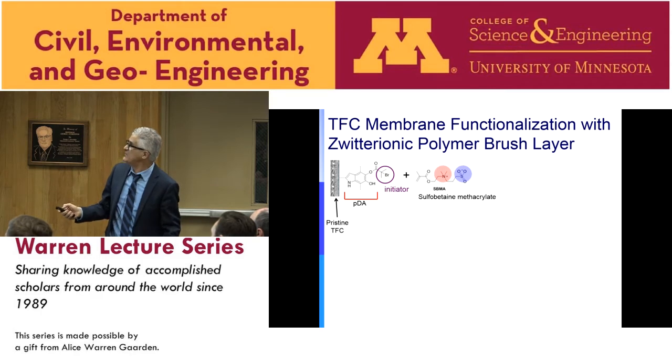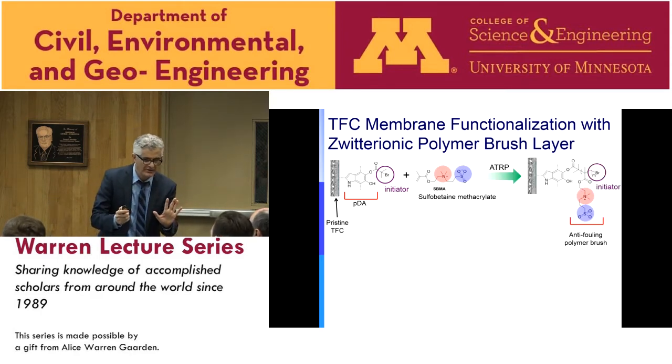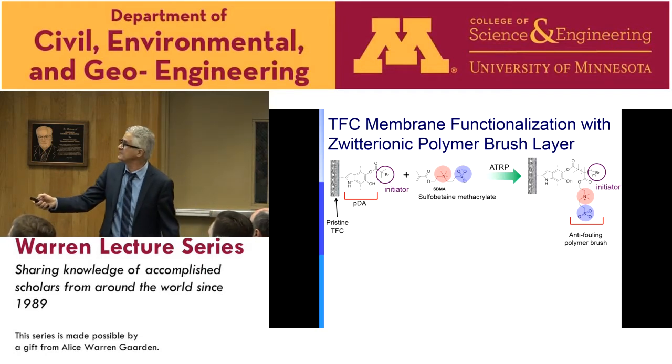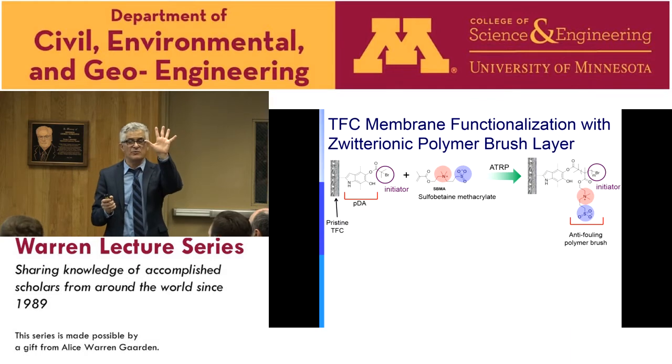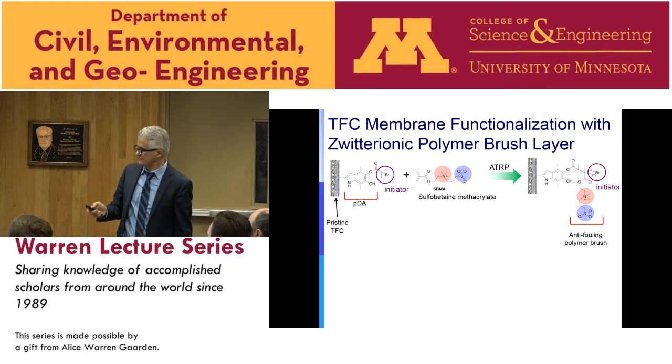We use ATRP. It's a well-known technique to grow the brush layer to the thickness that you want. We bind the initiator for this process through polydopamine chemistry, a well-known chemistry. And you can control the thickness of the brush layer of the polymer, and you can get brush layers of polymer with a sulfobetaine methacrylate.